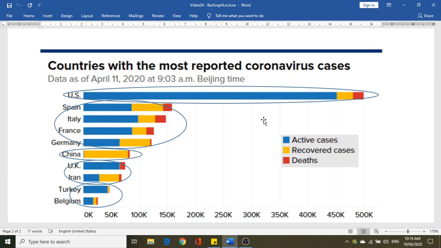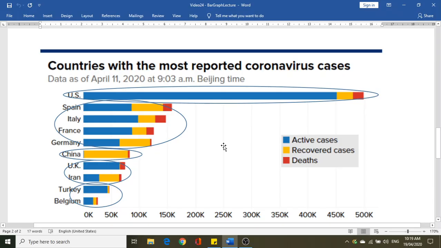And the overview therefore states that the US outranks all the other countries in the world as regards reported coronavirus cases. And the second overview I would cite is that China, despite having relatively fewer cases, actually is the country with the most number of recovered cases over here. I would highlight the yellow. Those are just the two overview statements I would make for this particular bar graph.